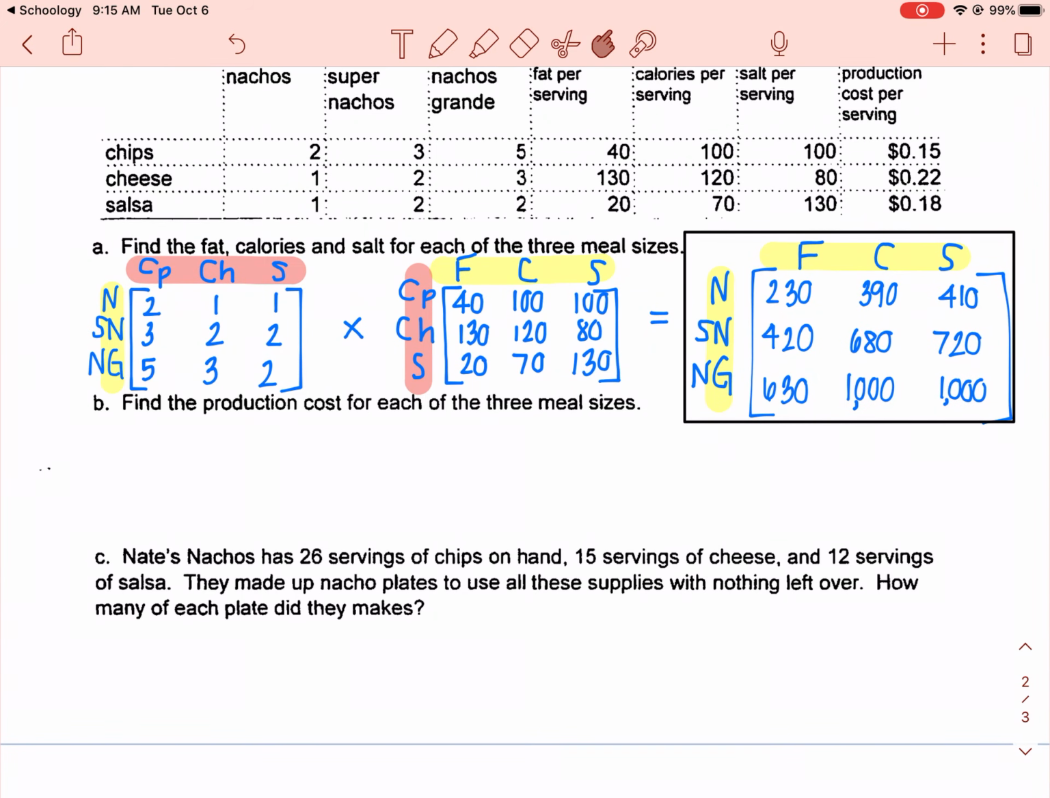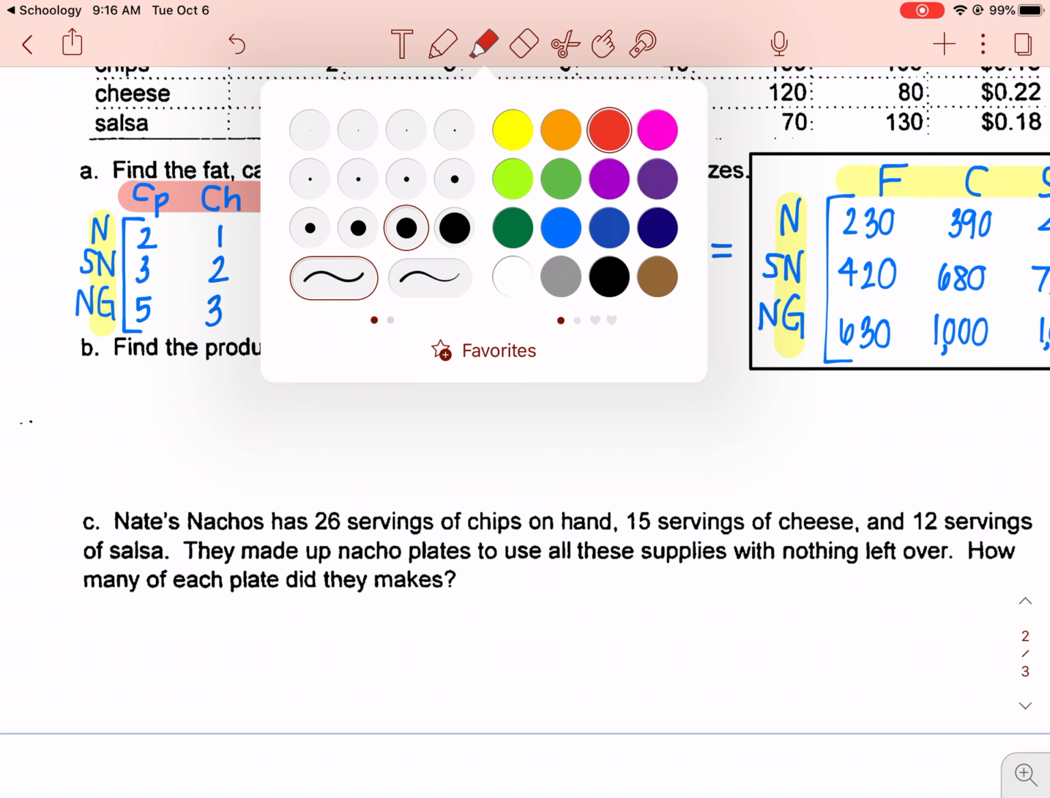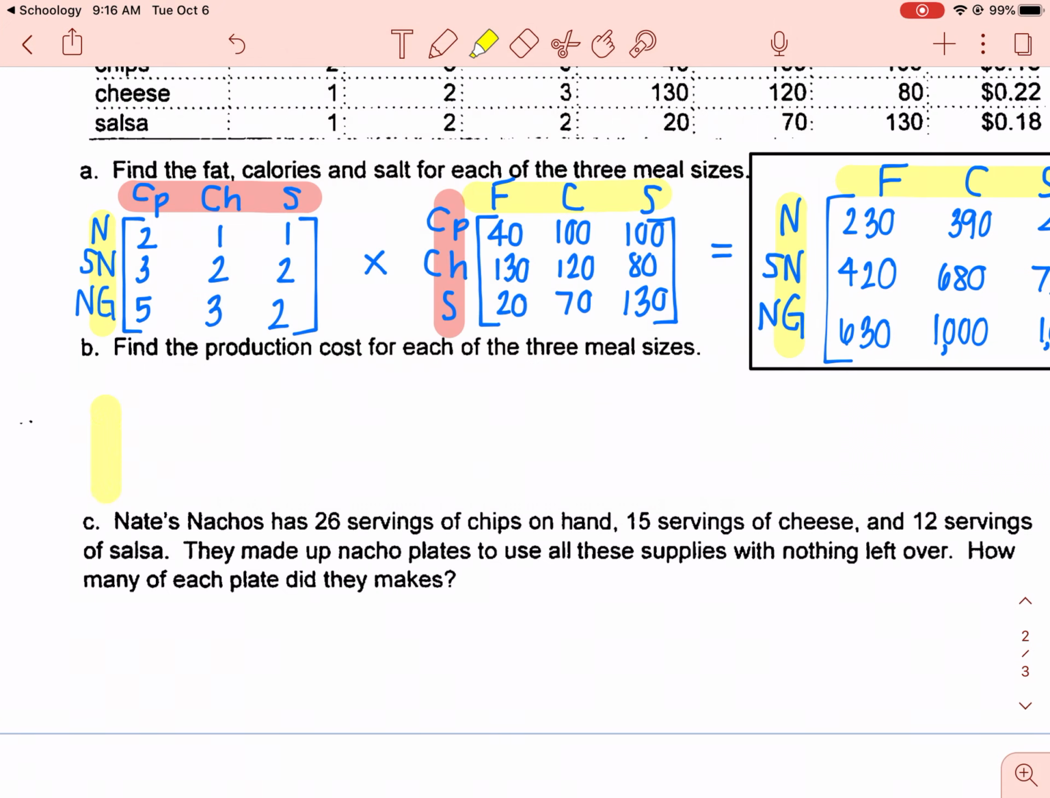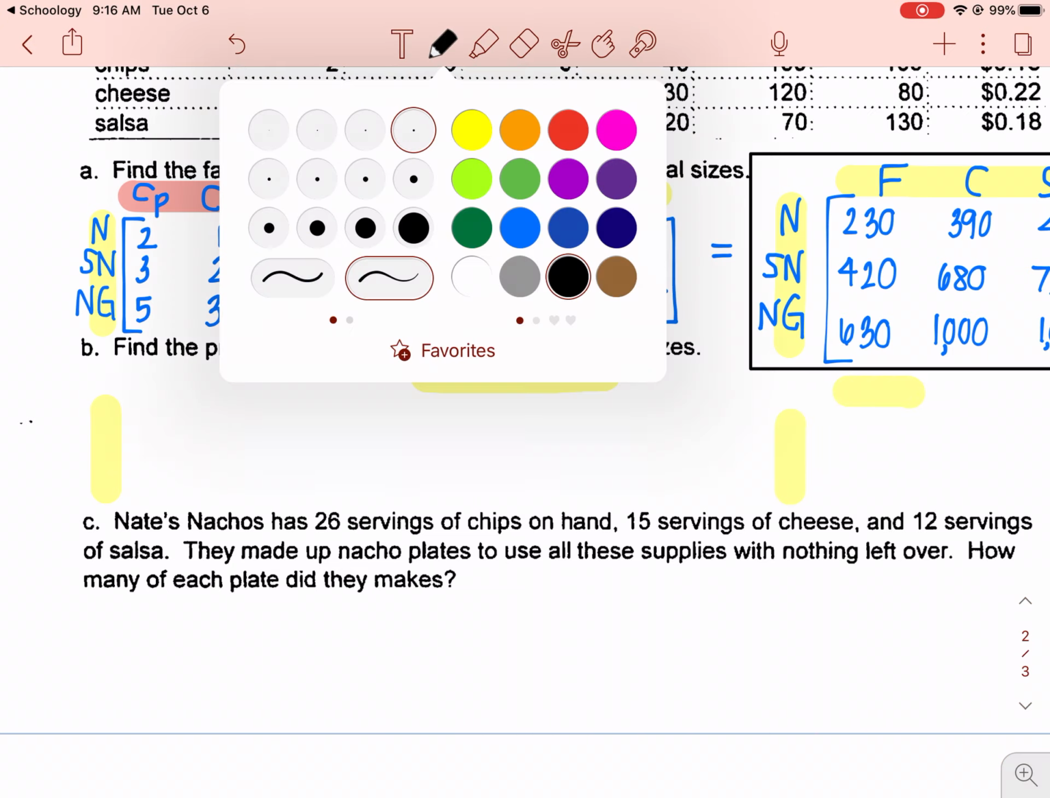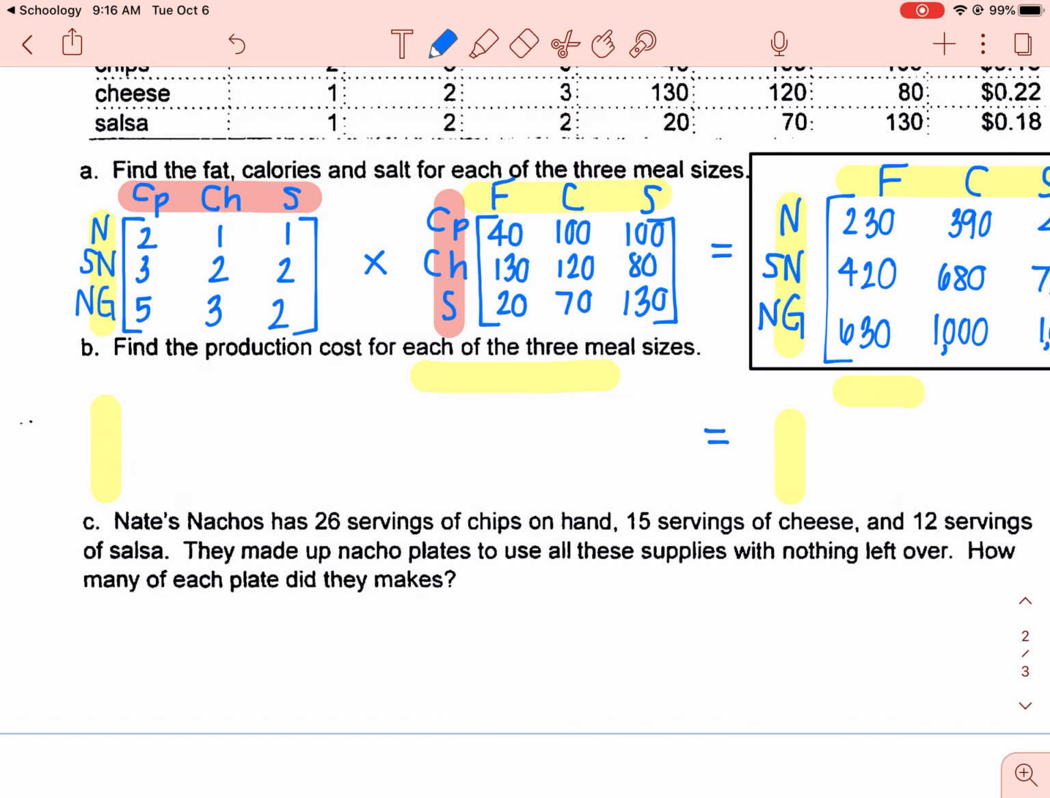Next one, find the production costs for each of the 3 meals. So that means in my end, let's start here. My beginning column, trying to figure out what these will be. It's a great way to start with these problems. So I want production costs for each of the 3 meals. So this can be my 3 meals: nacho, super nacho, nacho grande. And in the end, this will be the cost. You can just put money, or I usually leave it blank, that's fine.